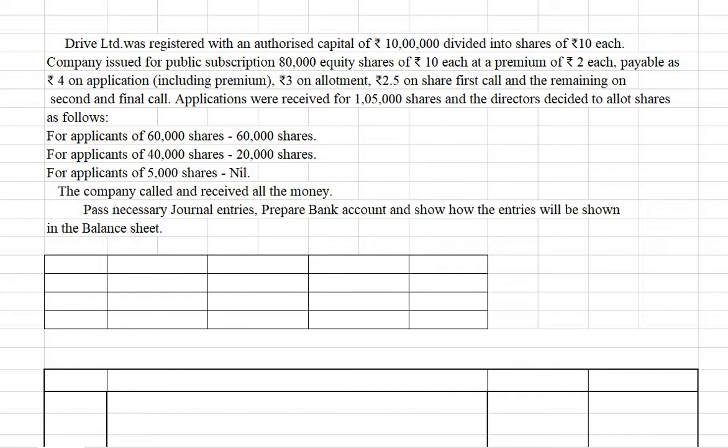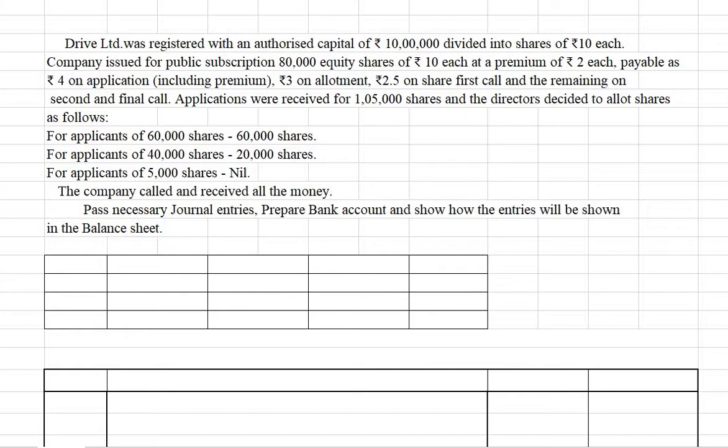First, for applicants of 60,000 shares, full allotment. Those who have applied for 60,000 shares, all the shares are allotted. Then for applicants of 40,000 shares, 20,000 shares were allotted. Then for applicants of 5,000 shares, nothing is allotted. That means it is rejected.